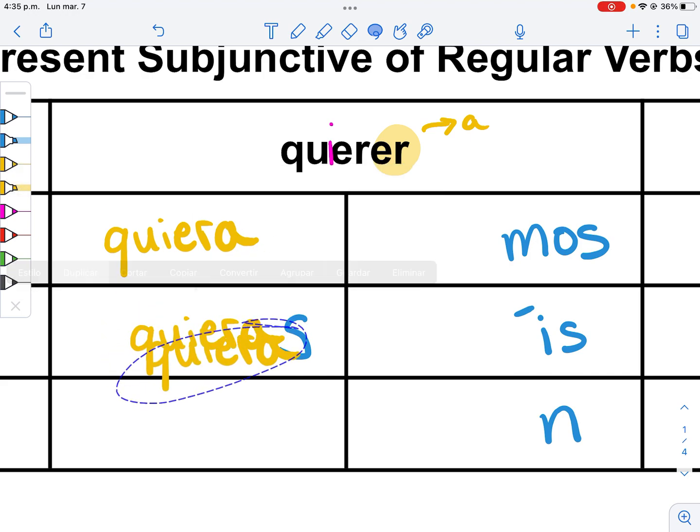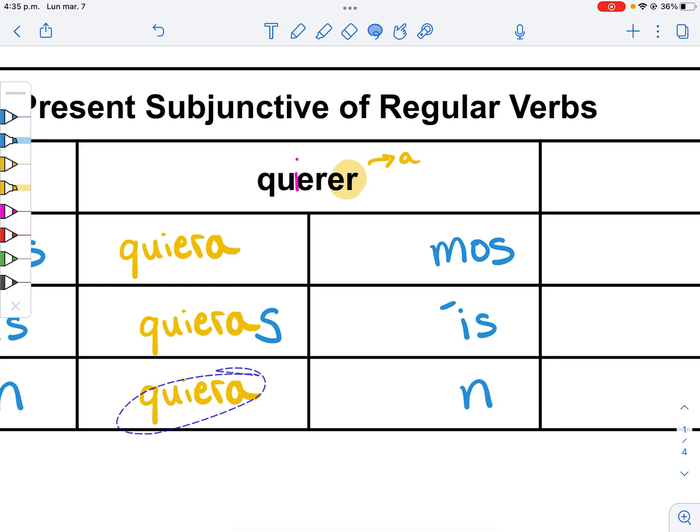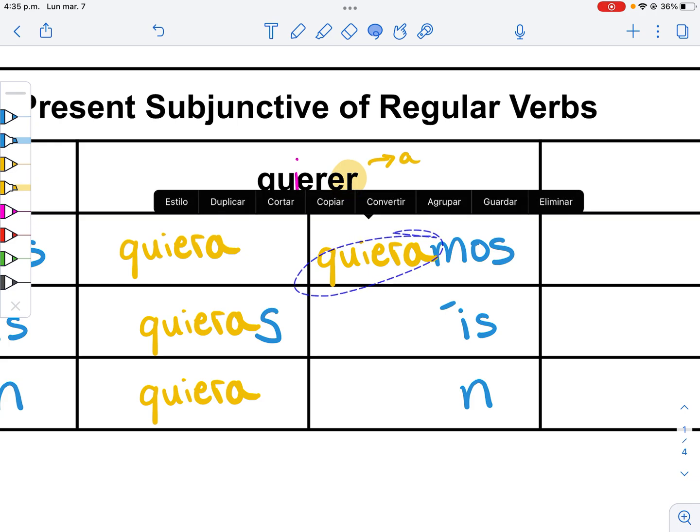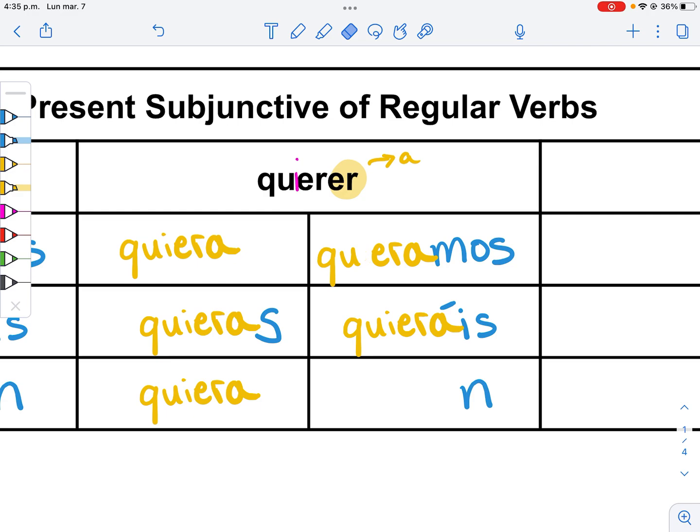Quieras. Quiera. Quiéramos. Do we need to stem change in the nosotros and the vosotros form? We actually do not. So we can just get rid of that I. And ellos, quieran. Cool. Notice this accent goes on the A.